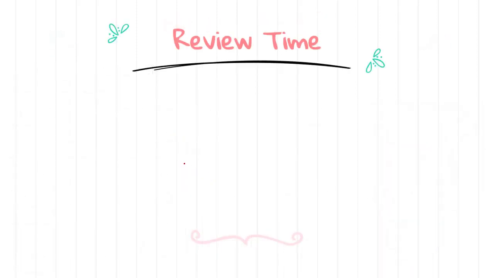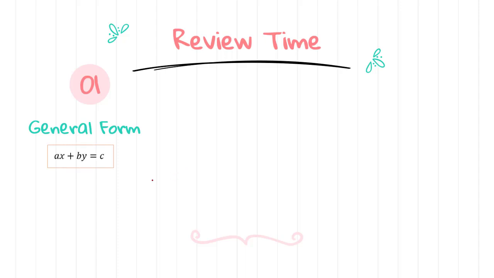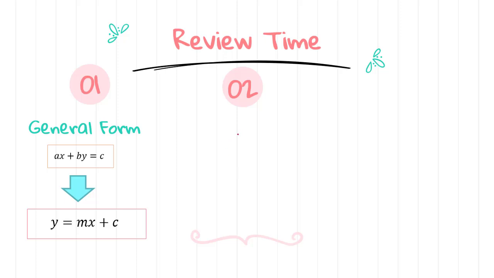But before that, let's do a review. So last time you already learned about the general form of the line. So ax + by = c, or we can write down y = mx + c. So this is the general form of a straight line.